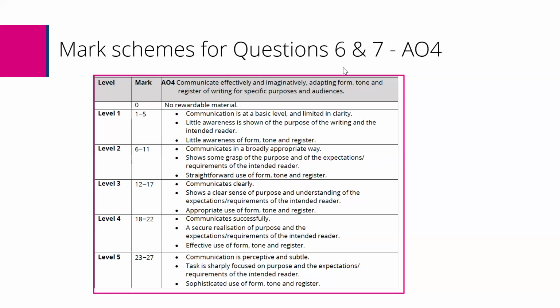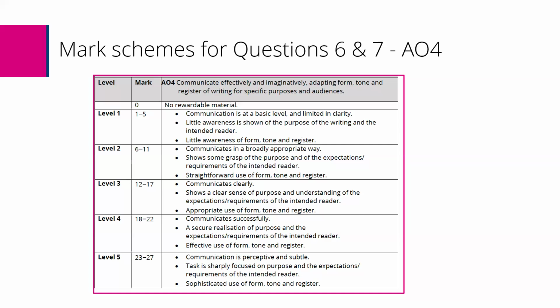So we're working here with two mark schemes. AO4, which is about the quality of the communication and the purpose of the writing, form, tone, and register. So there are 5 levels in this level-based mark scheme. We can see here that the first bullet point is always about the communication. The second bullet point is about purpose and the expectations of the reader. And the third bullet point is about form, tone, and register.